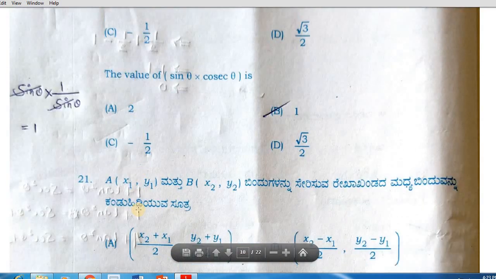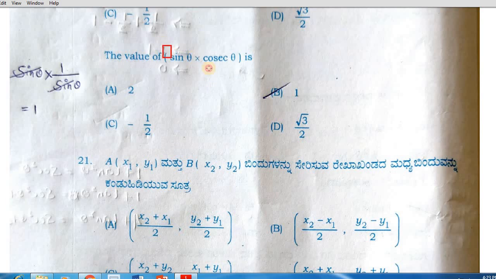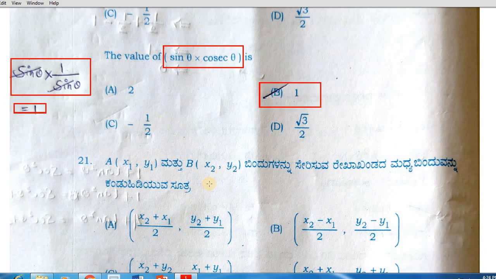Question number 20, children, simple one. The value of sin theta into cosec theta is. So sin theta you write as it is, and cosec theta we want to write as 1 by sin theta, because cosec theta is the reciprocal of sin theta. The sin theta and sin theta will get cancelled, and we get the answer 1. Hence for this question option B is right.